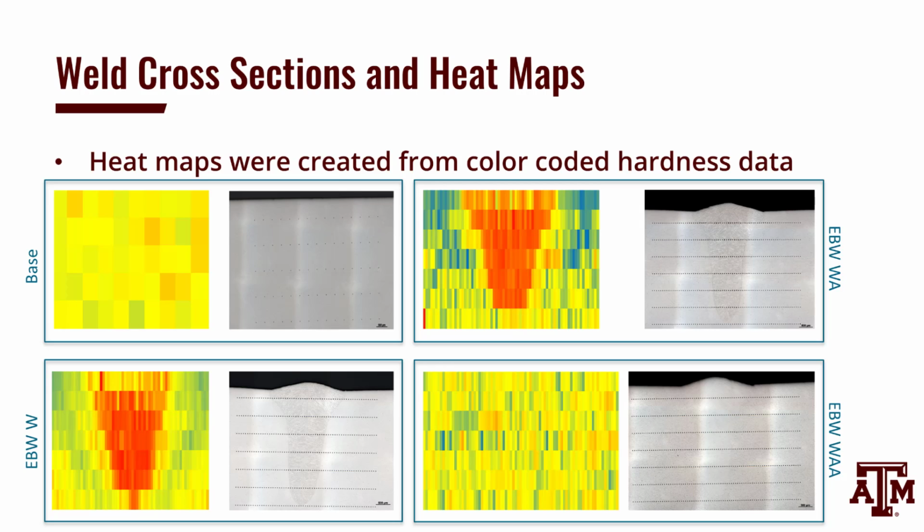The GTAW heat maps are not shown, but they had similar results with EBW. The differences were in a shallower, wider weld bead, along with a rougher, more discrepant color gradient.